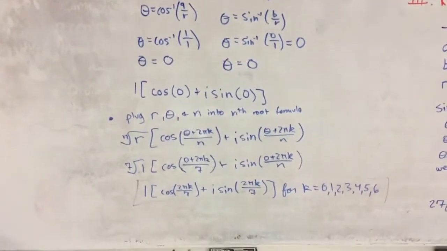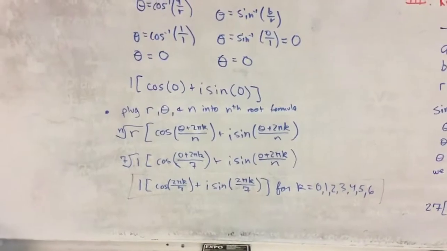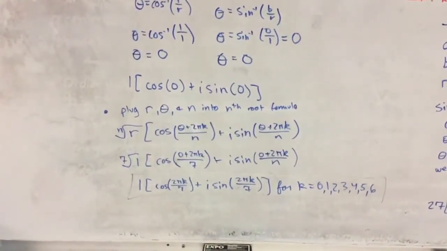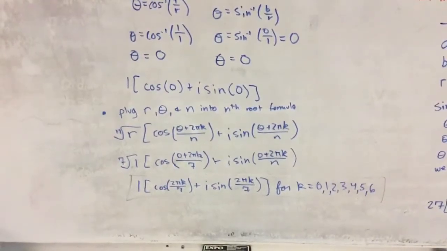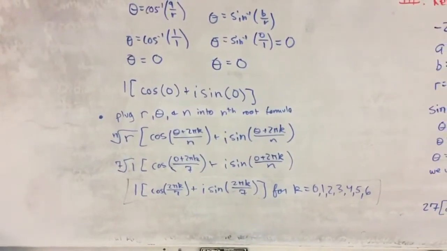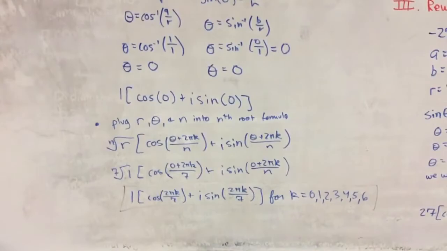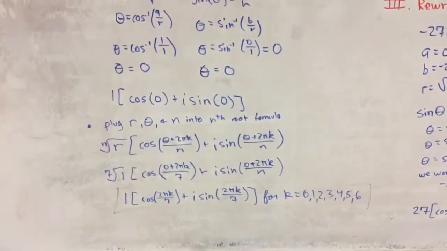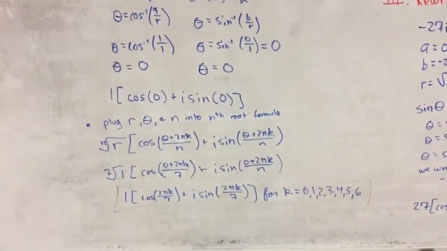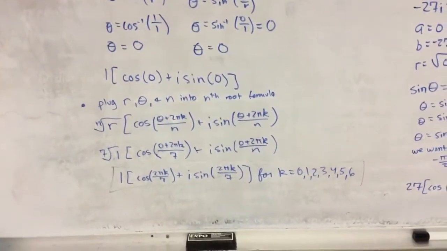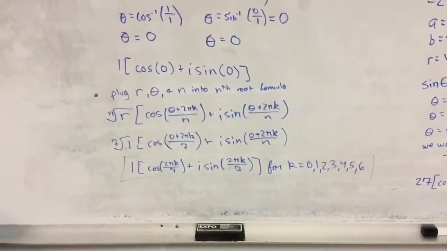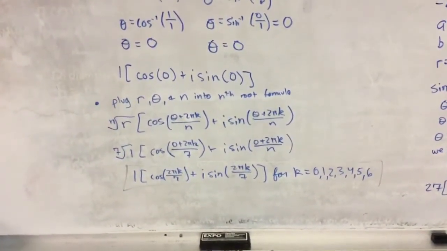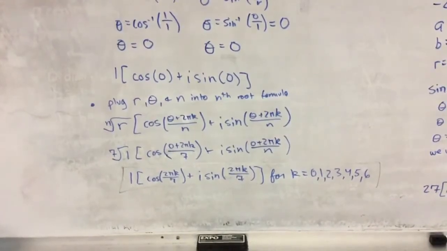Finally, to use the nth root formula, we plug r, theta, and n into the nth root formula. Okay? So the nth root formula: the nth root of r times the quantity of the cosine of theta plus 2 pi k over n plus i times the sine of theta plus 2 pi k over n. When we do that, we'll eventually get 1 times the cosine of 2 pi k over 7 plus i the sine of 2 pi k over 7.